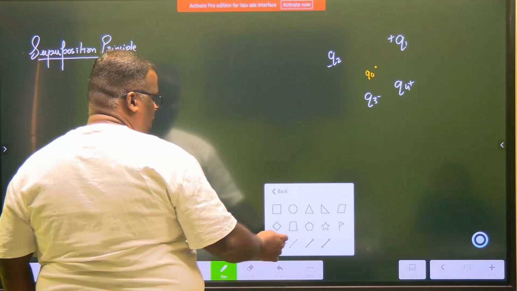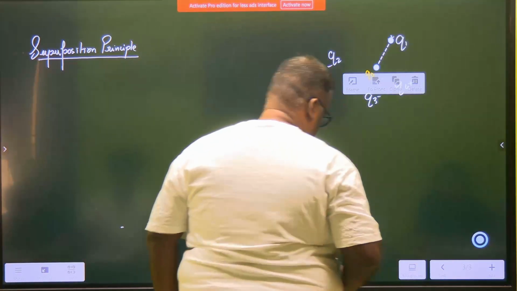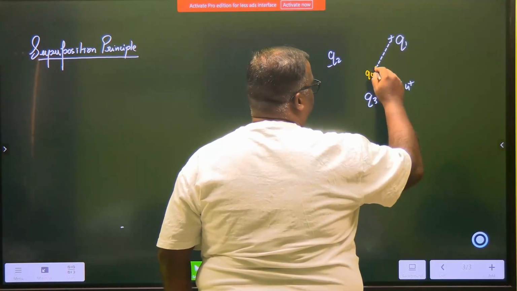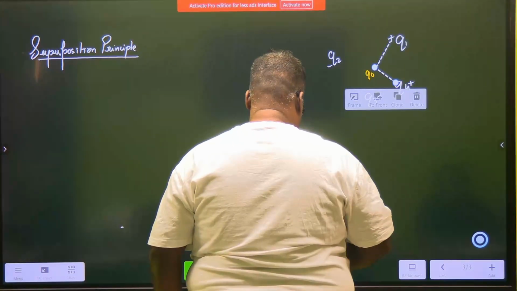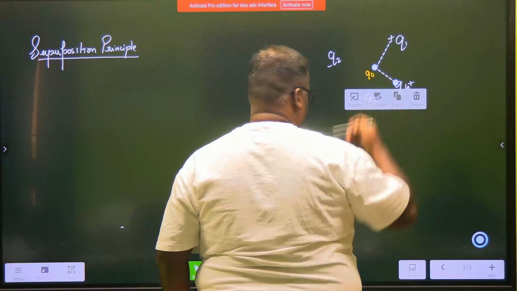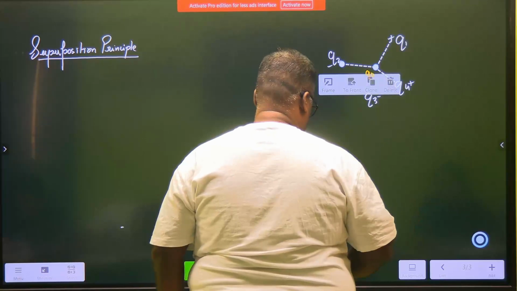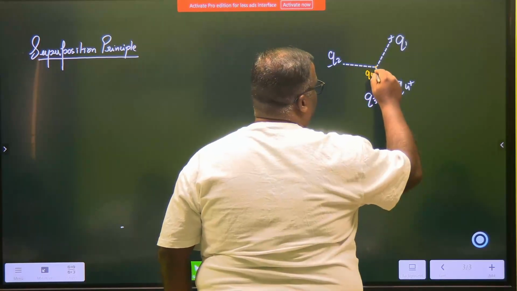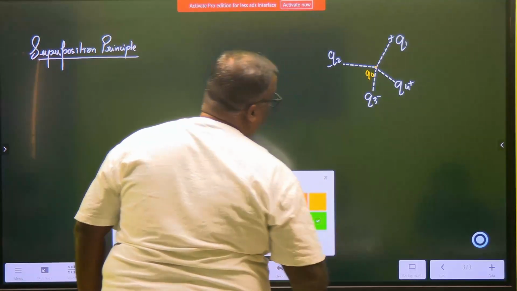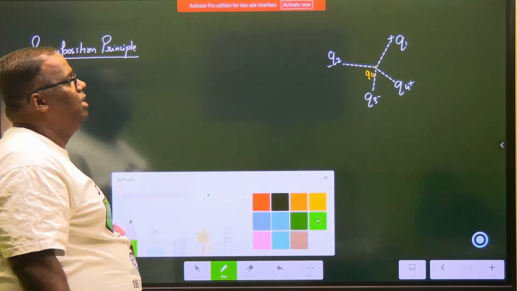The next point would be that we would be trying to find out the electric field due to each individual charge. So we would definitely be finding out the line joining the charges. Let's now find out: attractive forces we will show by green and repulsive by, say, blue color. Okay, now look at Q1.